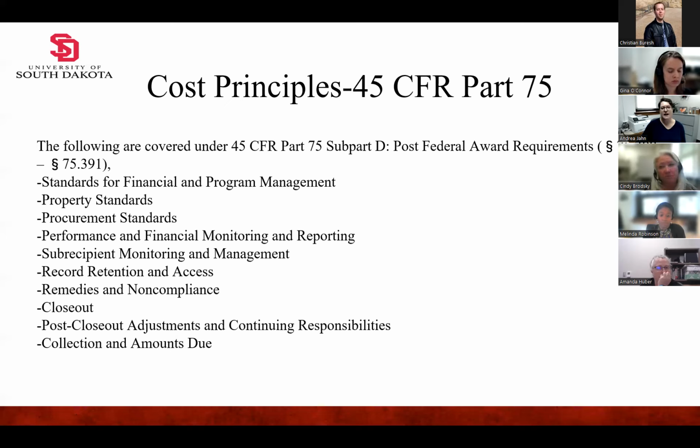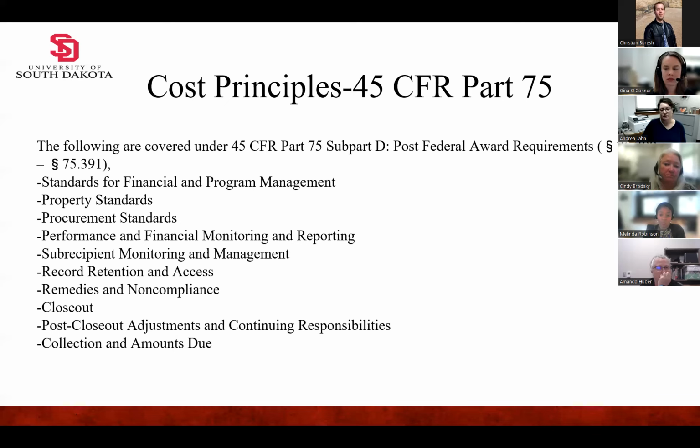Then record retention and access. You should always have all files accessible to an audit. You need to be able to find where those things are and have them. Primarily they should be digital or electronic versions at this time, but it's fine to have a paper copy as well. We have both. Those records should be retained for up to 3 years after the final financial report of the award has been submitted, so after closeout. After 3 years, those documents no longer need to be saved.